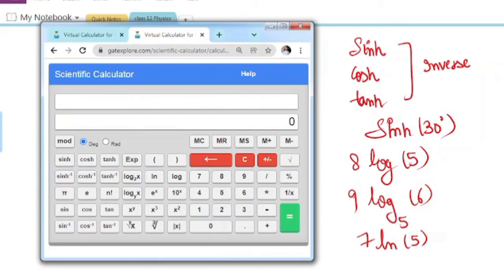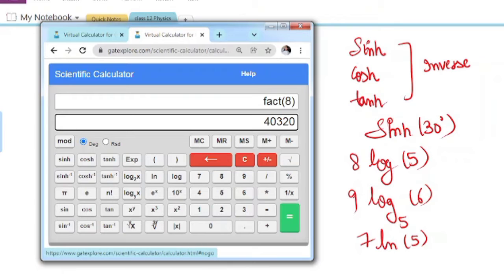now come to the next key. It is the factorial key. If you want to find out the factorial, if you want to find out 8 factorial, what you have to do, just put 8 here and this factorial. You get the 8 factorial. Or if you want to find out 5 factorial, just put 5 and then factorial. I hope all these keys are clear to you, and this log key also.